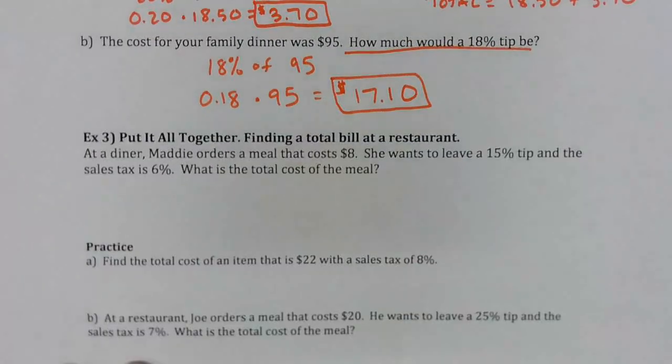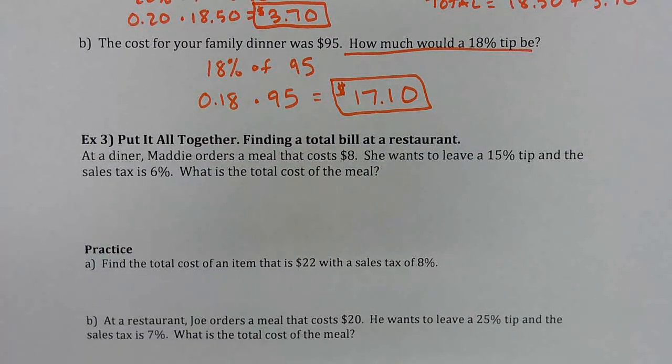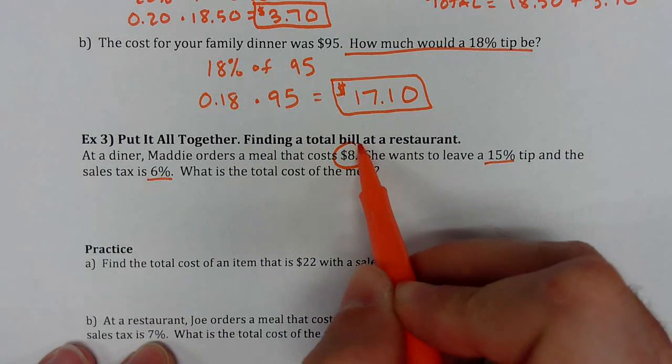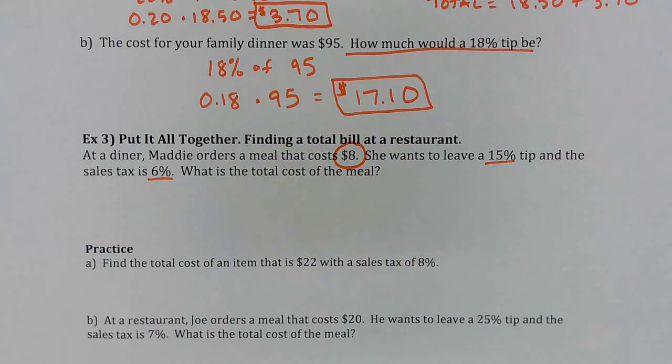Example 3, putting it all together, finding a total bill at a restaurant. So at a diner, Maddie orders a meal that costs $8. She wants to leave a 15% tip and the sales tax is 6%. What is the total cost of the meal? Now, when you go to a restaurant, the tax is in addition to the bill. And the tip is also. The thing about both of the percentages is they're calculated of $8. So when you calculate a tip by a percentage, you typically do it just on the total of the bill, not the bill including tax.